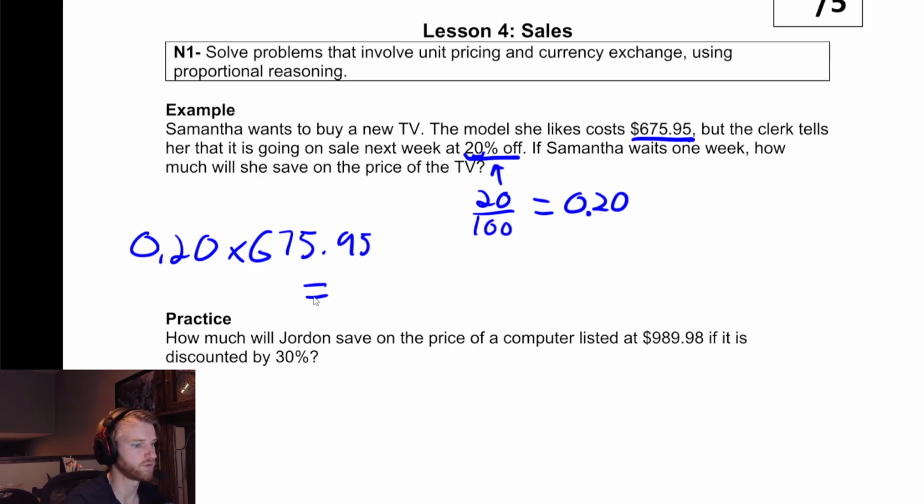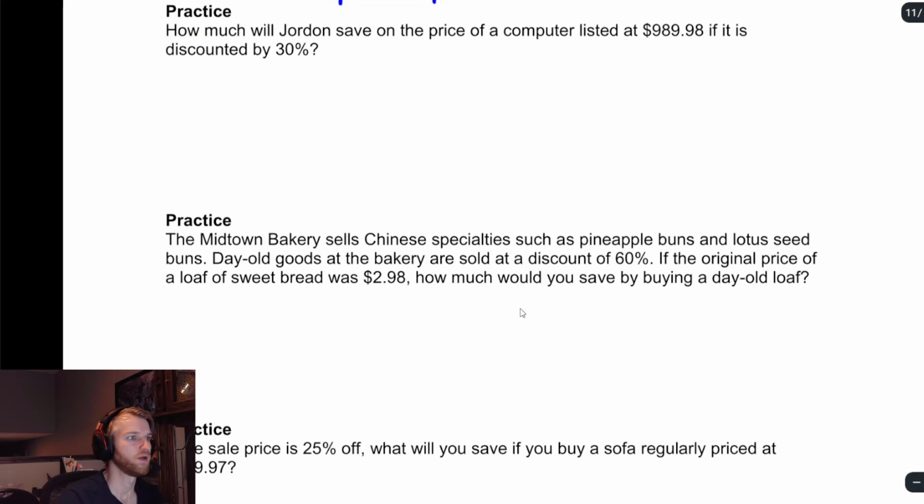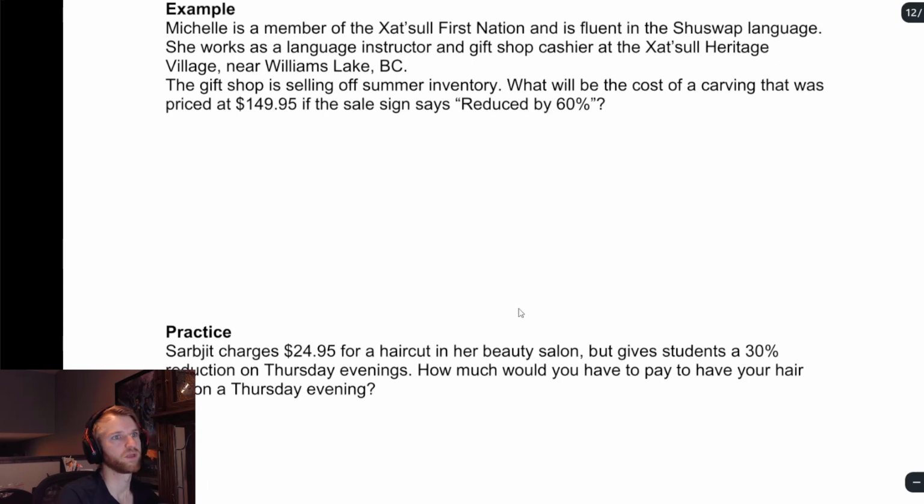So times 675.95. She will save $135.19. Reminder that this is not how much she's paying. This is how much the price is being reduced by. So it was this much, but they're going to cut the price by that much, so she'll end up saving that much money. She's still going to pay like $500, but she didn't have to pay this extra money. Those ones are pretty straightforward.